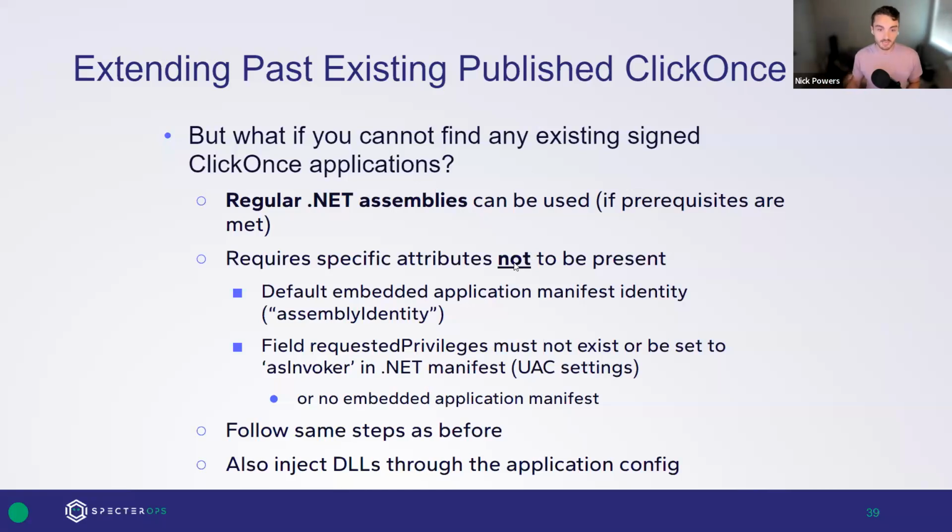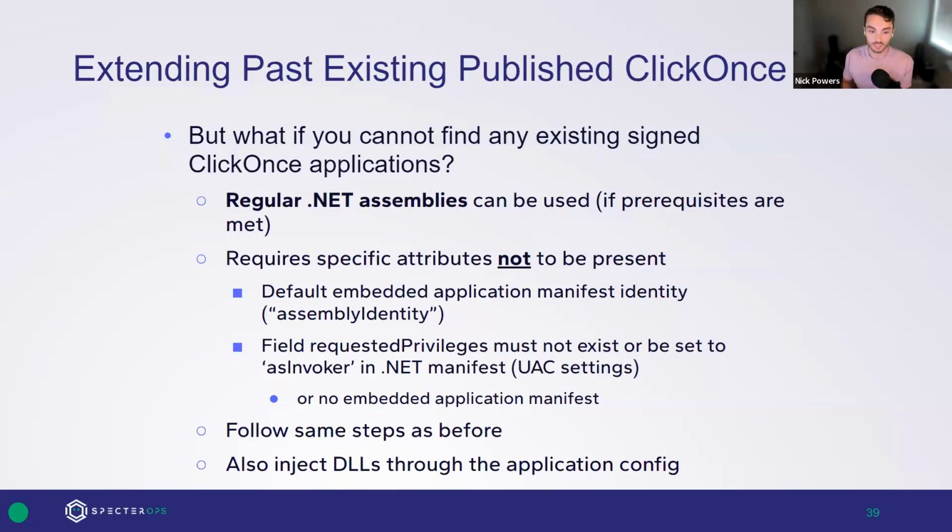So the requirements that we found are that the default embedded application manifest identity needs to not be default. And in the next slide or two, we'll show what the default assembly identity looks like. And the second one, that's a little bit less of an issue typically, is the requested privileges value in the embedded manifest. It either needs to not exist or it needs to be set to asInvoker in the .NET manifest. So this is related to UAC settings. And we'll also show what that looks like here in a second in a screenshot.